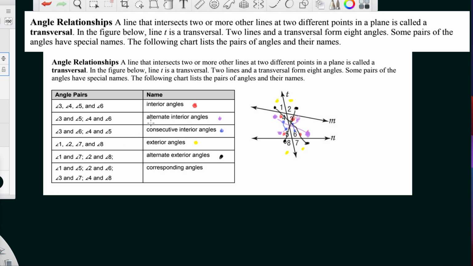How's green? Let's do green. Green. So this sits in the upper left-hand corner of this set. So 1 corresponds to 5. 2 corresponds to 6. 3 corresponds to 7. And 4 corresponds to 8. Does that make sense? All right.